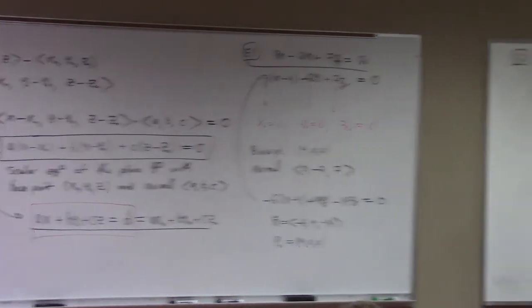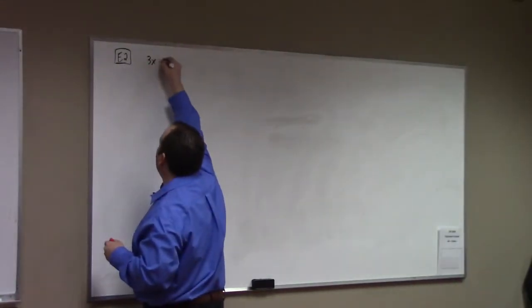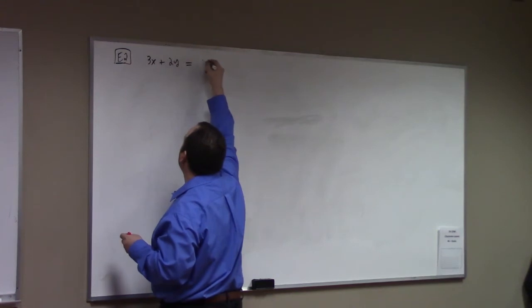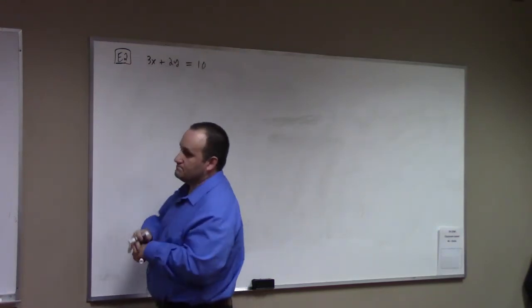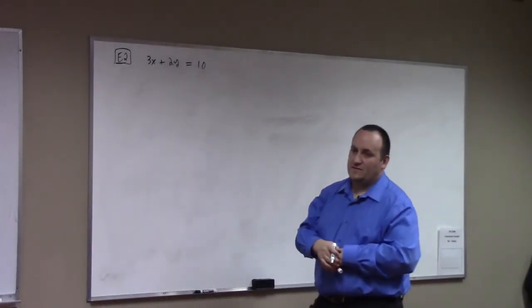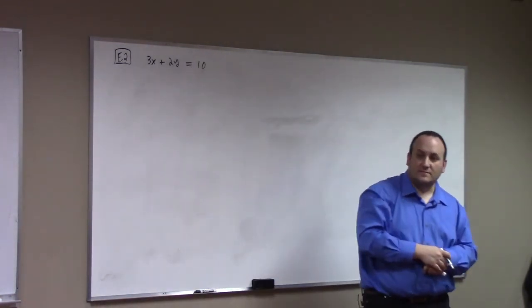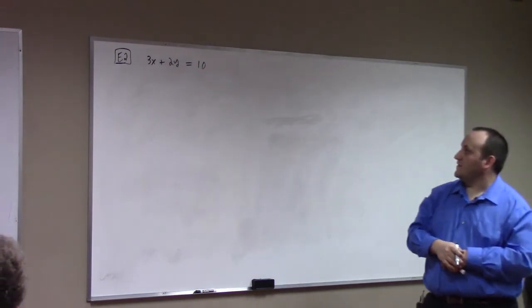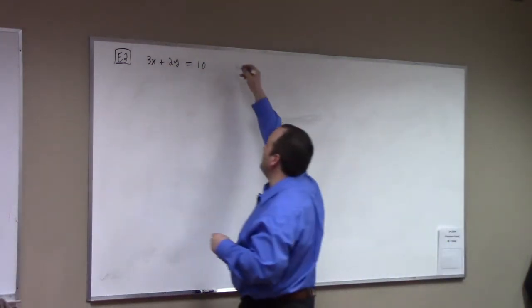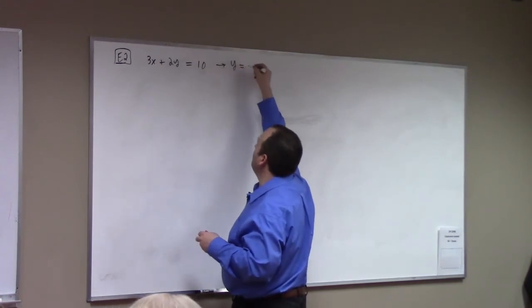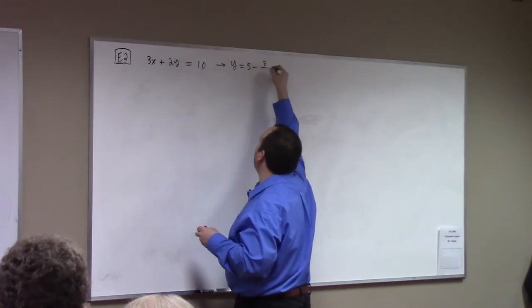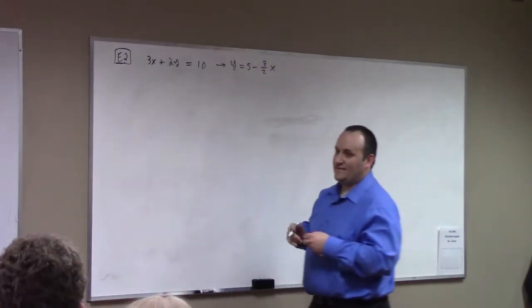Example 2, if I have 3x plus 2y equals 10, you've probably been conditioned to think that that's a line. It's a line, not through the origin. You can solve that for y, right? y equals 5 minus 3 halves x. Well, that's lovely.